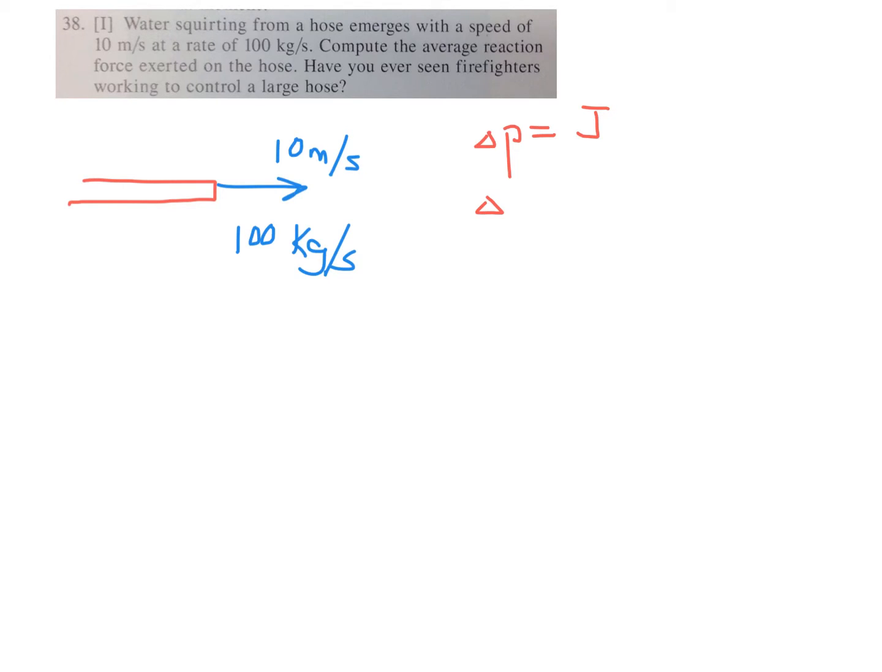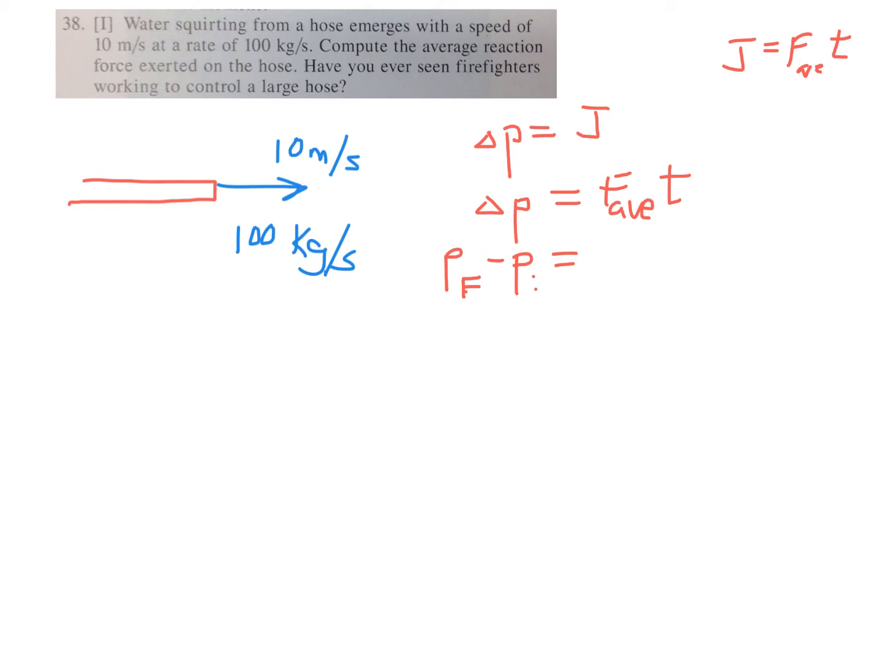So delta P equals F average times time, because J, impulse, equals average force times time. And I should have said that delta P is P final minus P initial. Momentum final minus momentum initial.